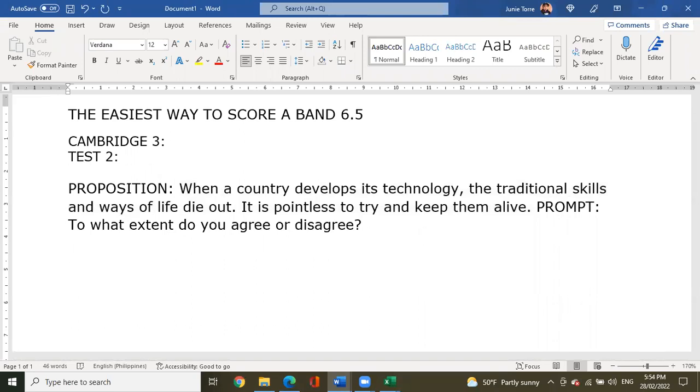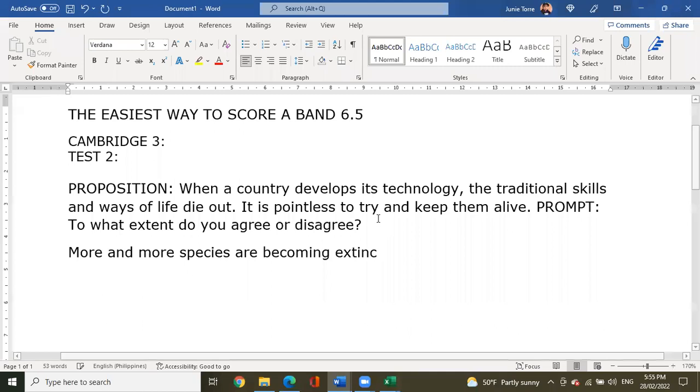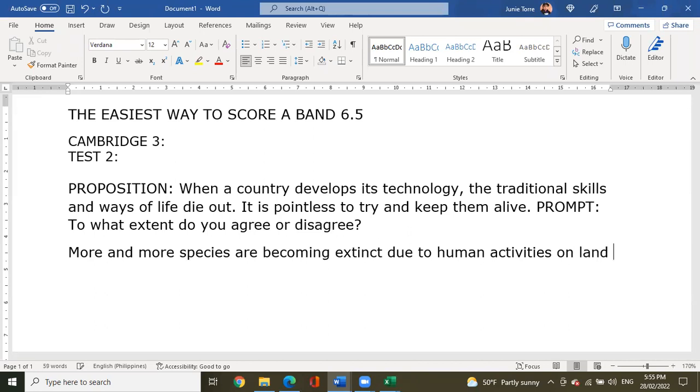So this is the question prompt from a student who just took it last Thursday or Friday. More and more species are becoming extinct due to human activities on land and in the sea. What are the causes? What should we do about it?